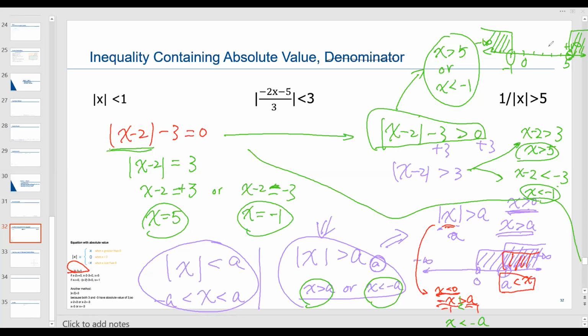So how do we write interval notation? That will be easy. We write this one separately, right? Negative infinity to negative 1. And right now we use this symbol, U, called union, to combine. And the right part is 5 to positive infinity, right? In these two areas. Okay, so that is the answer for this one.